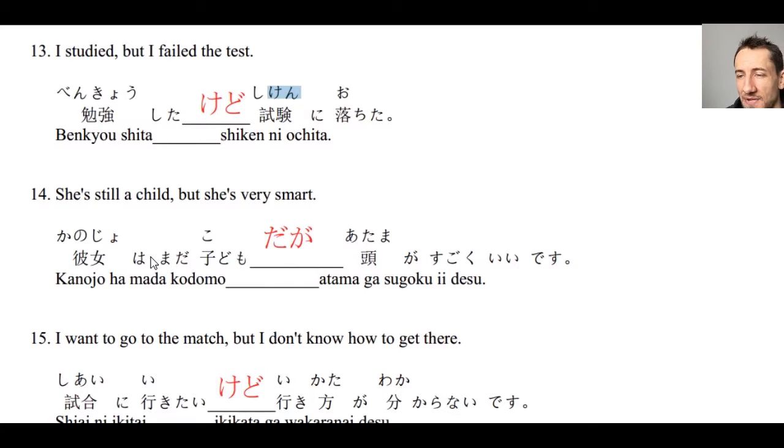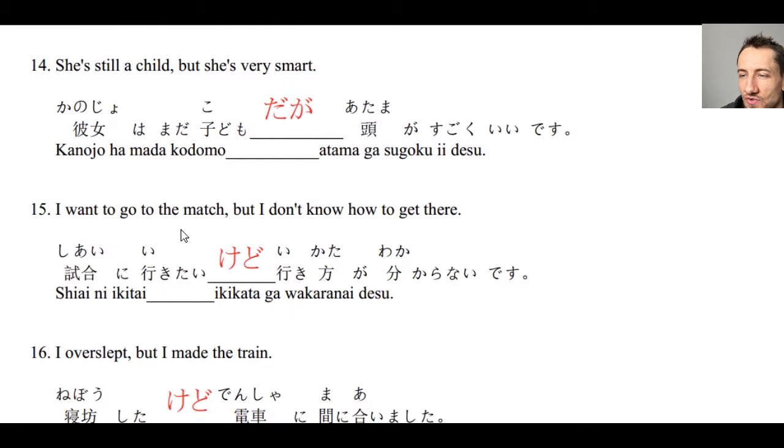彼女はまだ子供だが、頭がすごくいいですよ。すごくいいです。彼女はまだ子供だが、頭がすごくいいです。And number 15, I want to go to the match, but I don't know how to get there. 試合に行きたいけど、行き方がわからないです。試合, the match. 行きたいけど, I want to go, but 行き方がわからないです。I don't know the way.